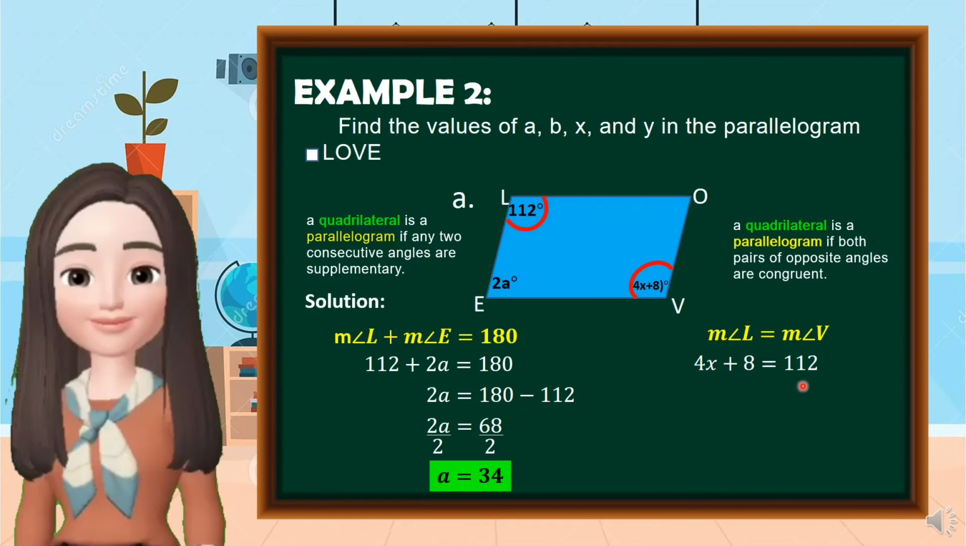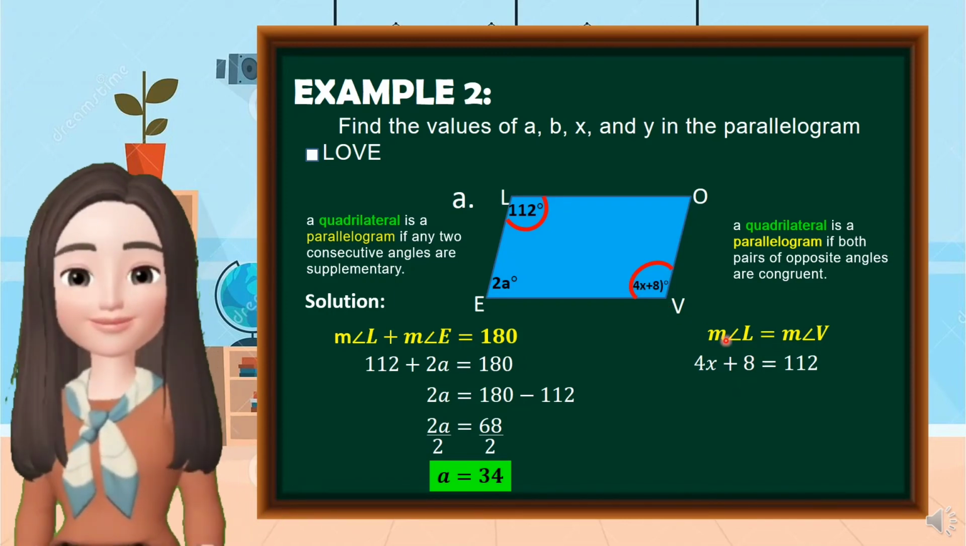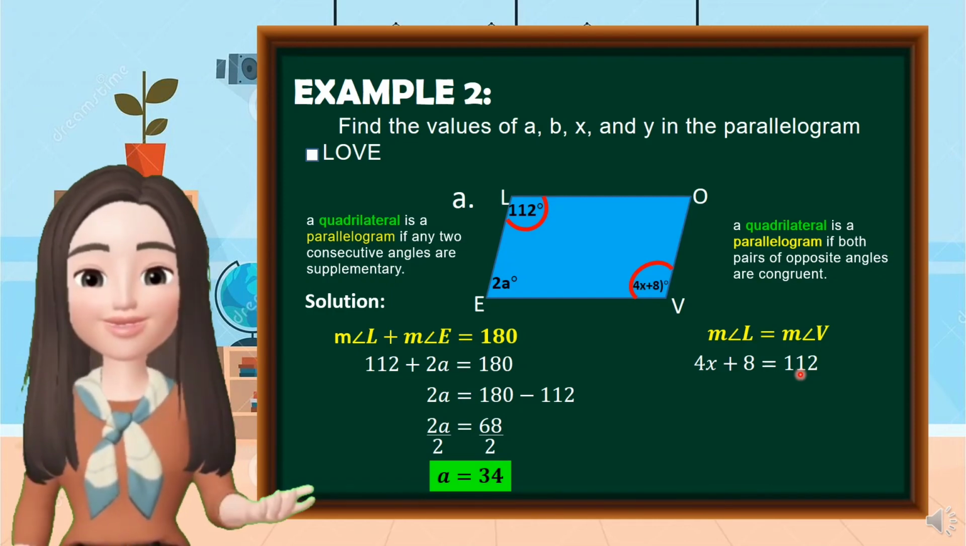Okay, baliktad pala tayo, no? Ang measure ni angle L ay equal sa 112 degrees. At ang measure ni angle V ay equal sa 4x plus 8. Now, anong gagawin natin sunod?